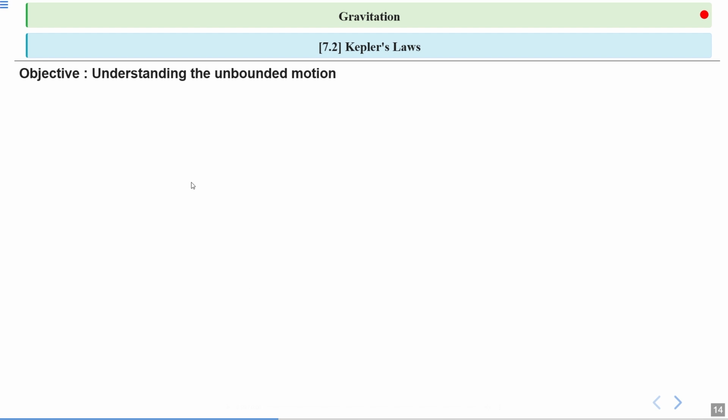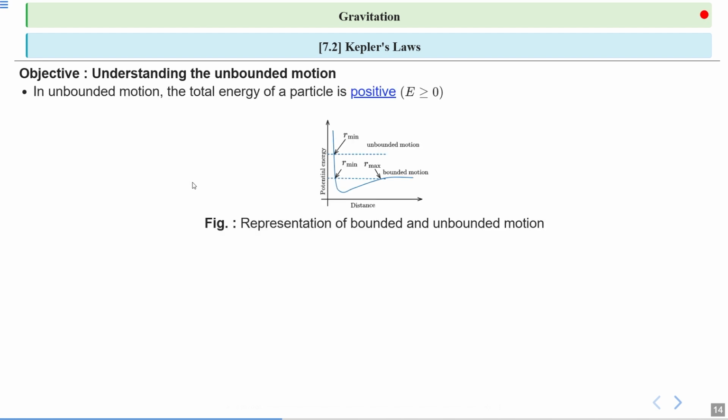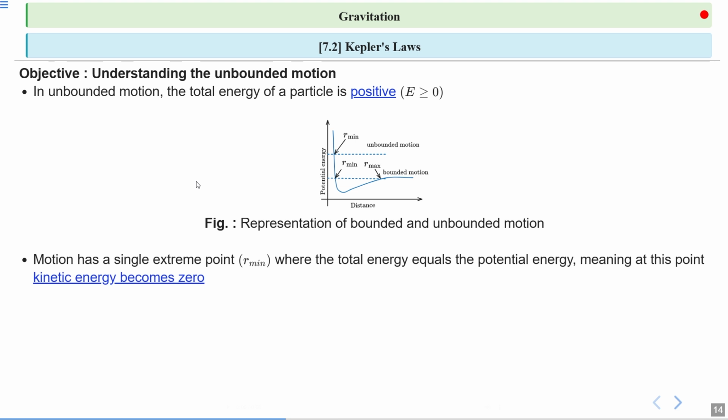Understanding the unbounded motion. In this scenario, the total energy of a particle is positive, meaning E is greater than or equal to 0. This is crucial because it indicates that the particle has enough energy to escape the gravitational pull. So we have the concept of a single extreme point denoted as R minimum.